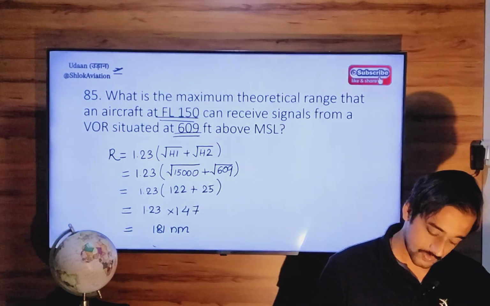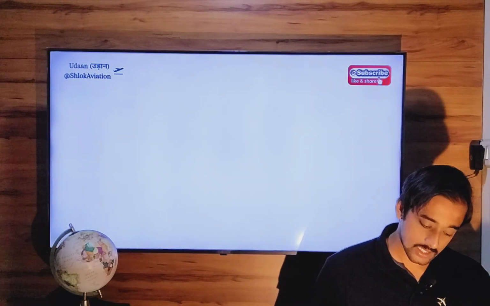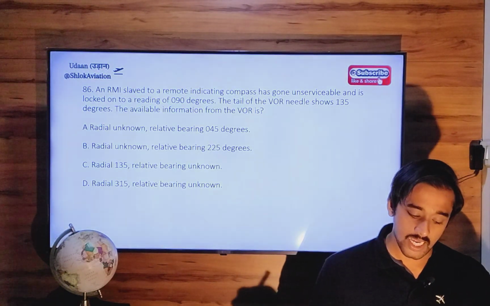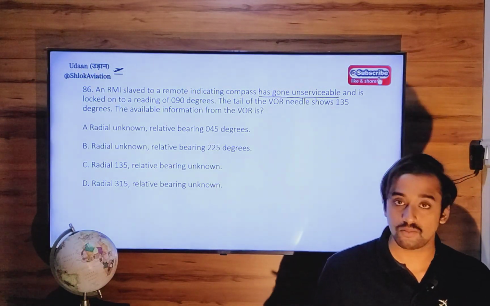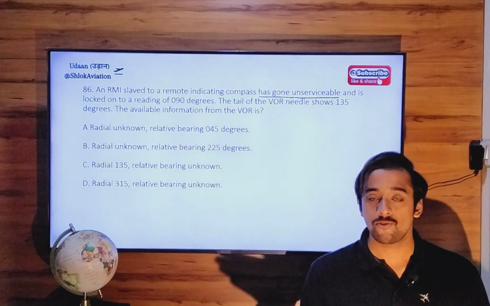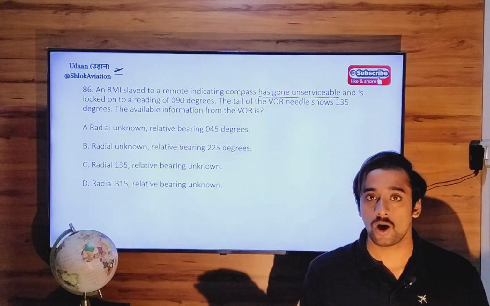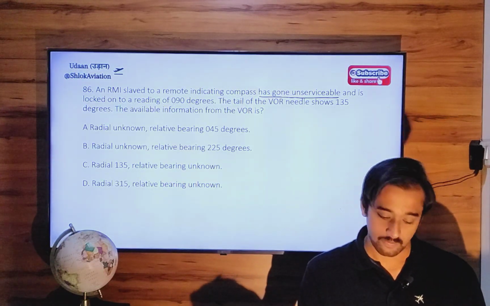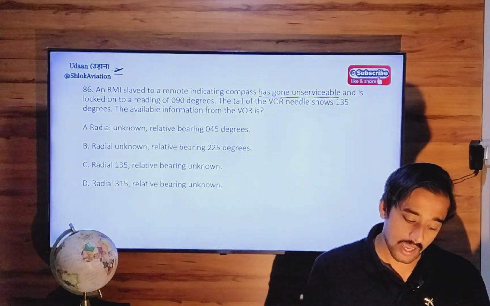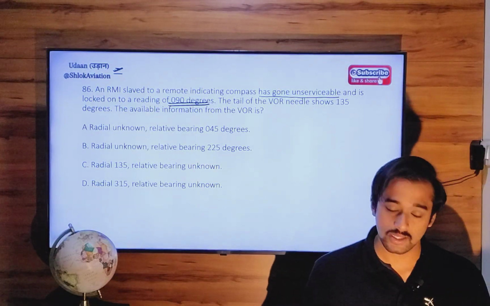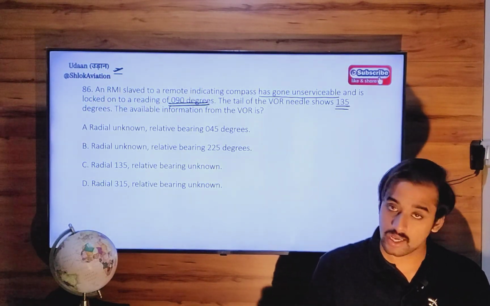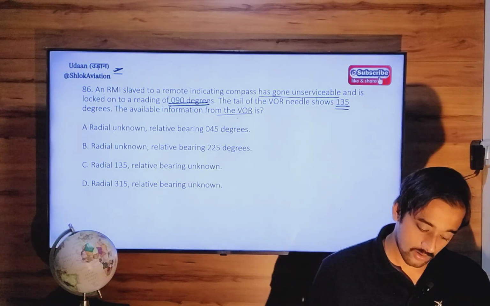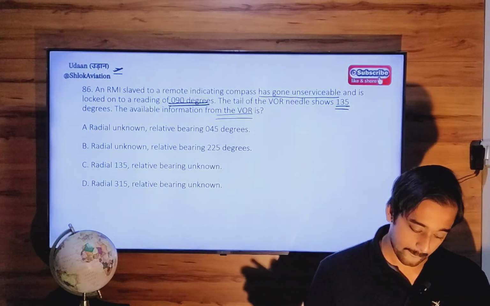Remember this. Question 86. An RMI is slaved to a compass which has gone unserviceable. So the compass is not working properly. Therefore, the magnetic heading given by your RMI will also be wrong and is locked onto a reading of 090 degrees. The tail of the VOR needle shows 135 degrees. The available information from the VOR is what?